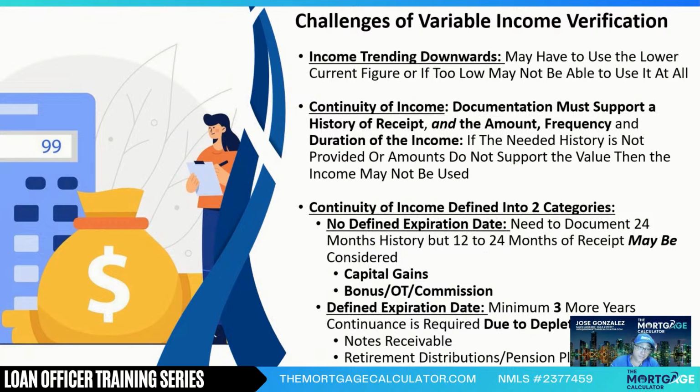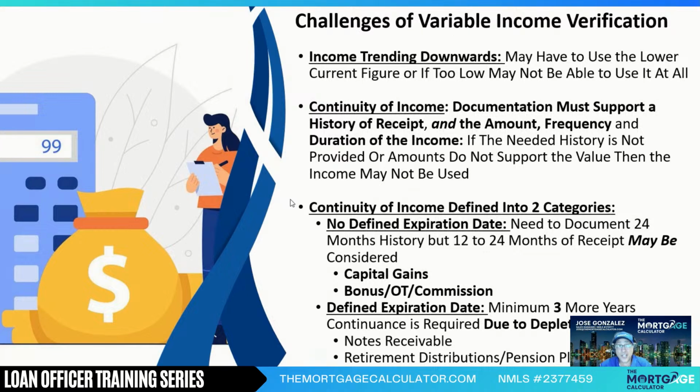So obviously, you would have to provide a copy of the note, but I'm going to get into that in the next slides. These are the ones that have a defined expiration date: notes receivable, retirement distributions, like from a pension plan especially, or Social Security, or royalty payments, right? You sold a business to somebody and they're paying you monthly royalties for X amount of time, and those royalty payments will continue for X amount of time. So, again, that's another example of items with a defined expiration date.